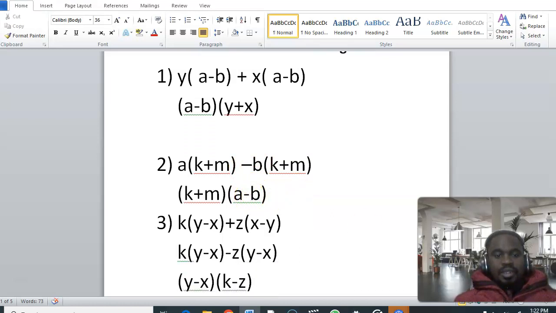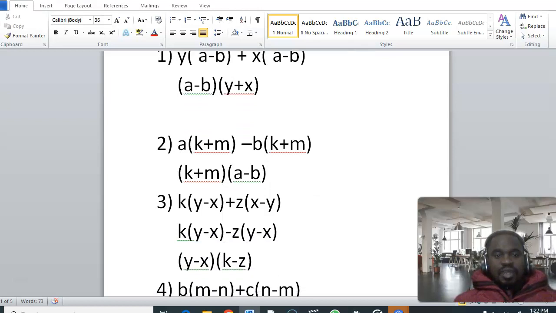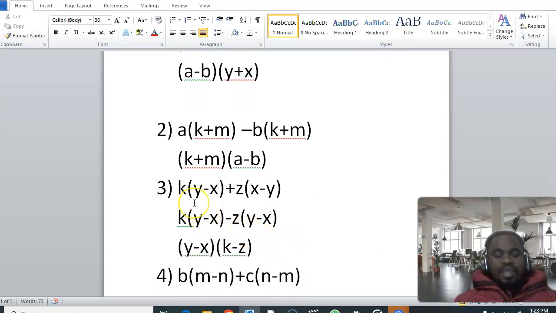Okay, let's look at the next one. We have k times y minus x plus z times x minus y. They look alike, but they are not the same. We need to make it the same. This is y minus x, and this is x minus y. They look alike, but they are not the same. We need to write it the same.